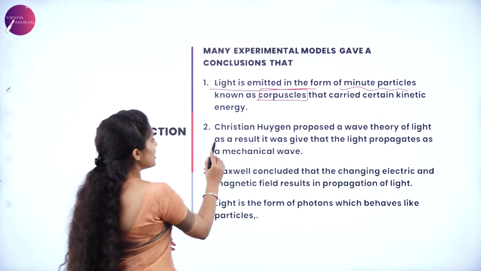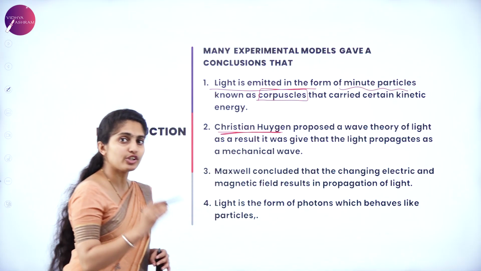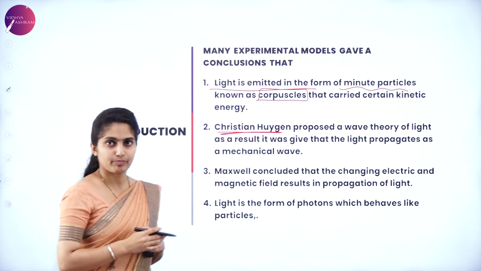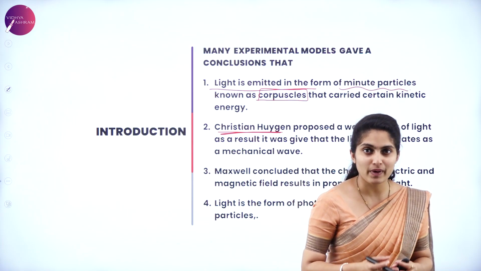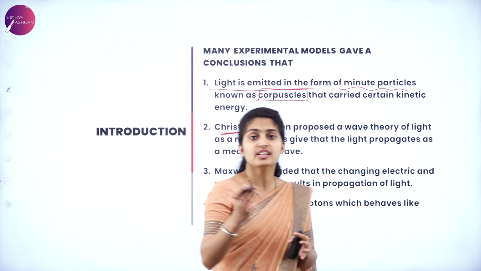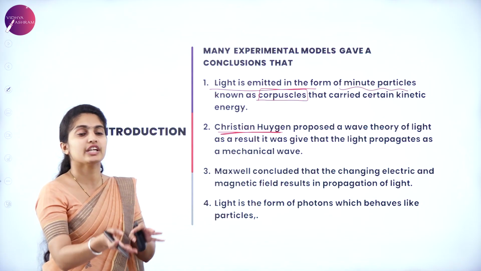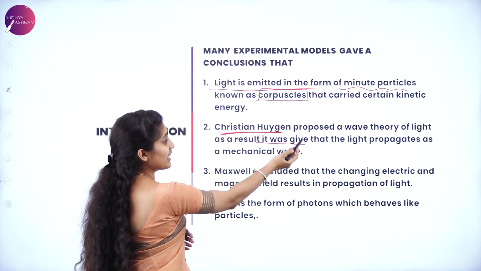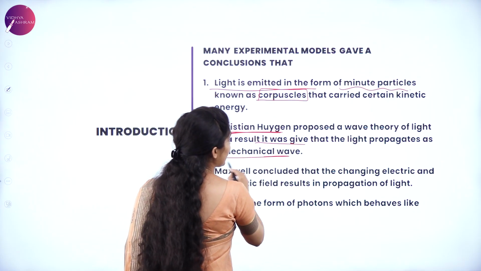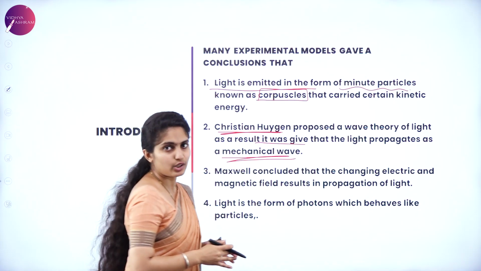Later onwards, a scientist called Christian Huygens proposed a wave theory of light. Earlier, light was considered a form of minute particles called corpuscles, but Huygens' wave theory gave the wave nature of light. As a result, it was given that light propagates as a mechanical wave. The propagation is as a mechanical wave.